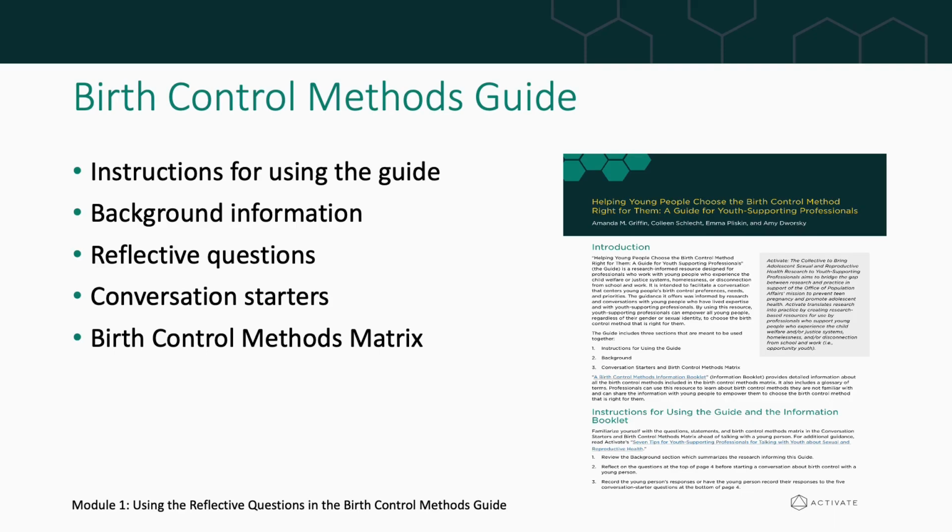The background module reviews what we know about factors that influence young people's choice of birth control methods and describes the different categories and methods of birth control found in the resource. Modules 1, 2, and 3 show how the reflective questions, conversation starters, and matrix can be used.